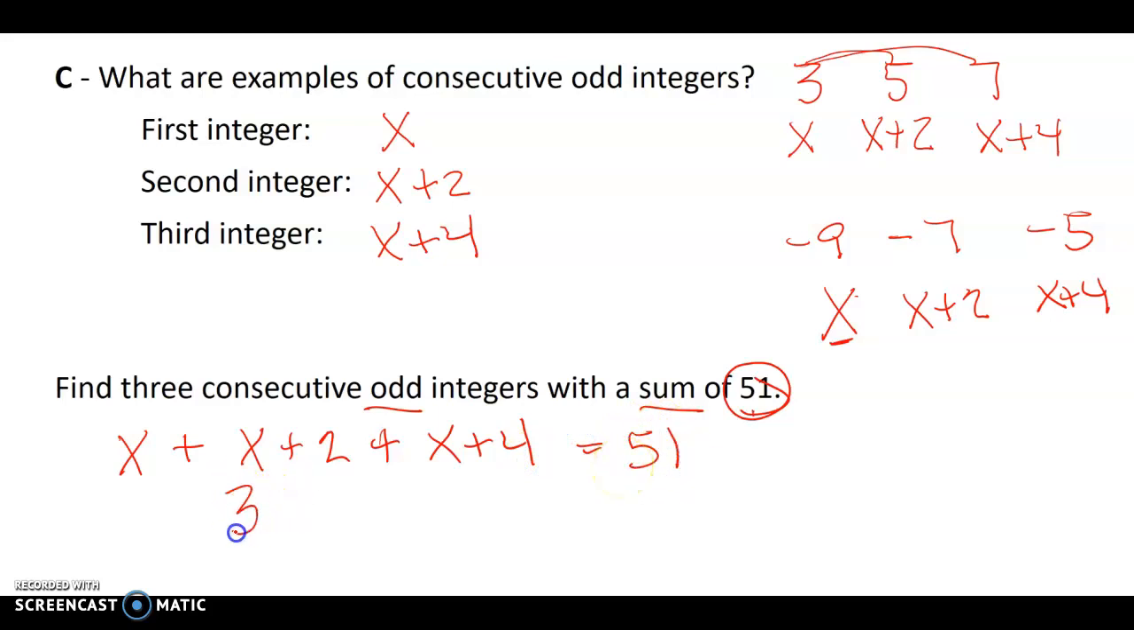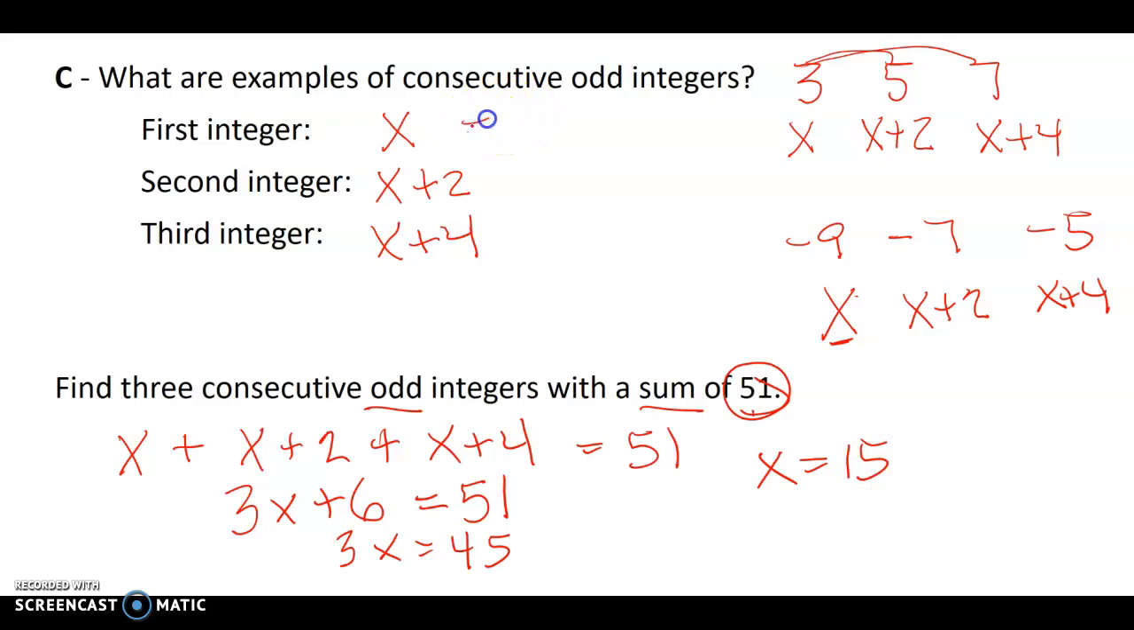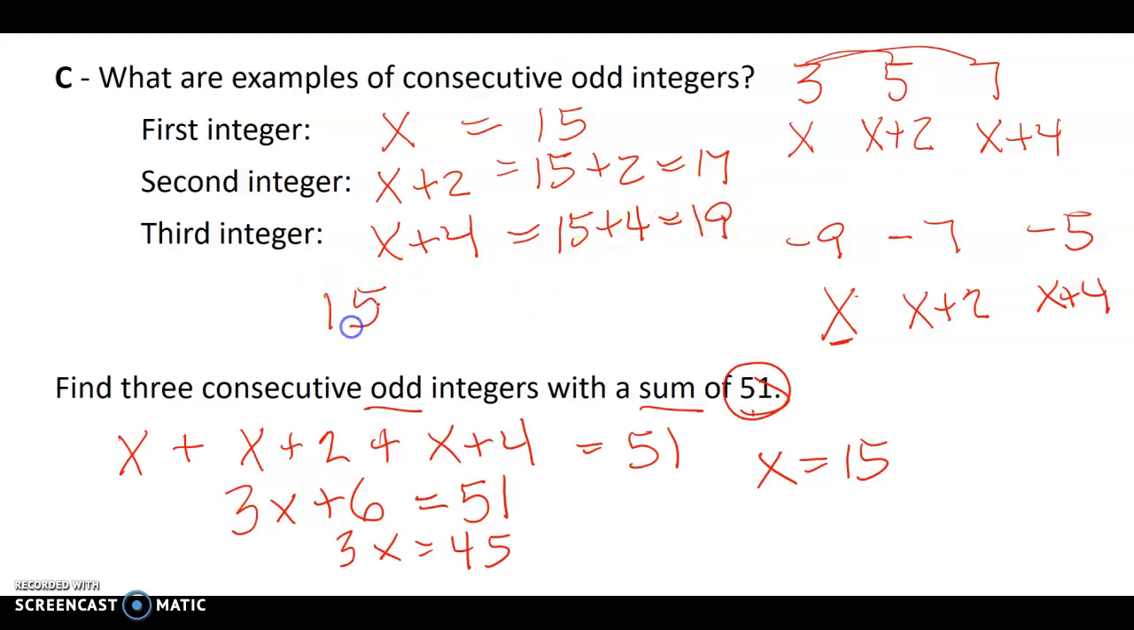Collect together the x's, 3x. We have plus 6. Wow, this looks a lot like our other example. Okay, we're going to solve for x. 3x is equal to 45. So x is going to equal 15. 15 plus 2 is 17. 15 plus 4 is 19. So my 3 consecutive odd numbers are 15, 17, and 19.